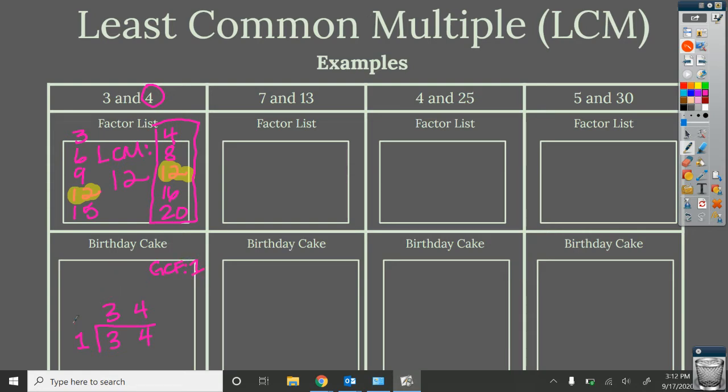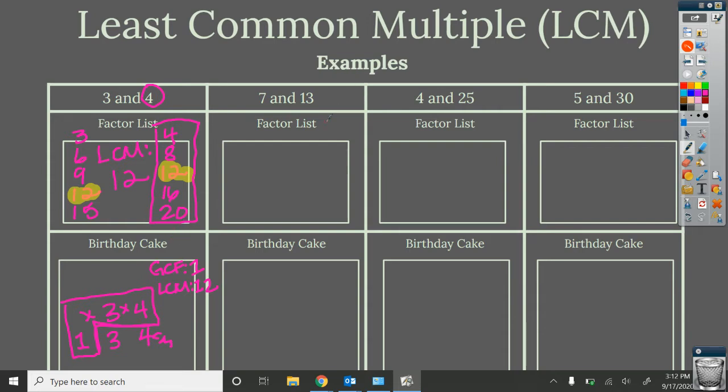But to find the least common multiple, you have to grab everything that's inside the L. L for LCM. You grab everything inside the L and you multiply it together. So 1 times 3 is 3, 3 times 4 is 12, which is what we found when we made the list above. All right. So let's keep going.